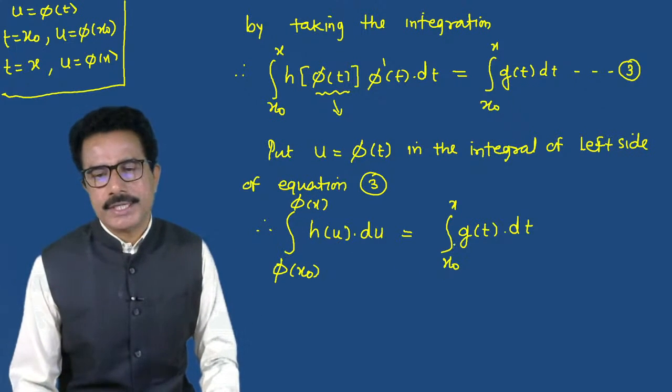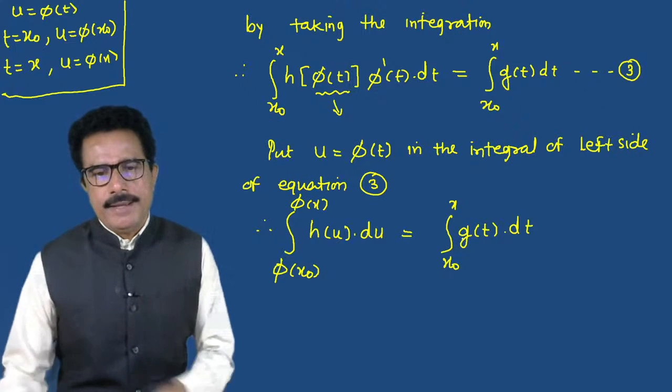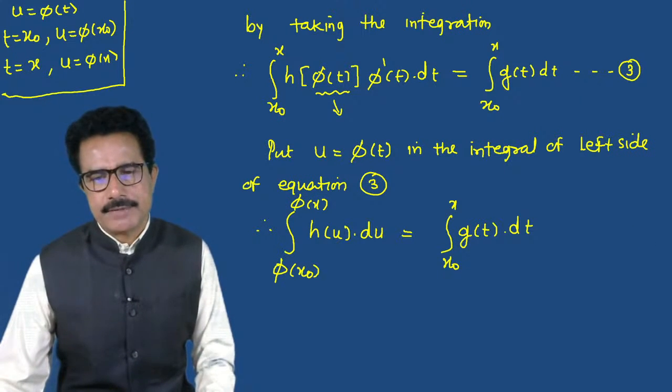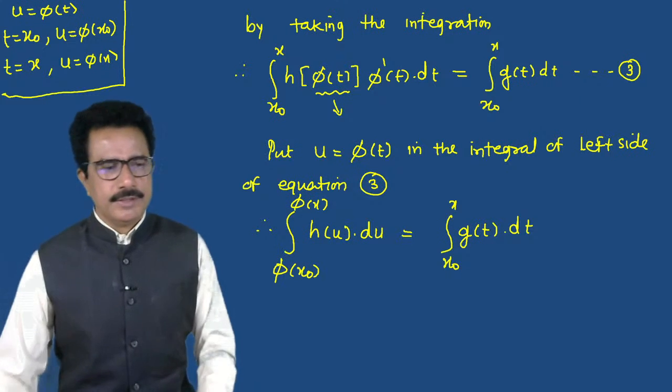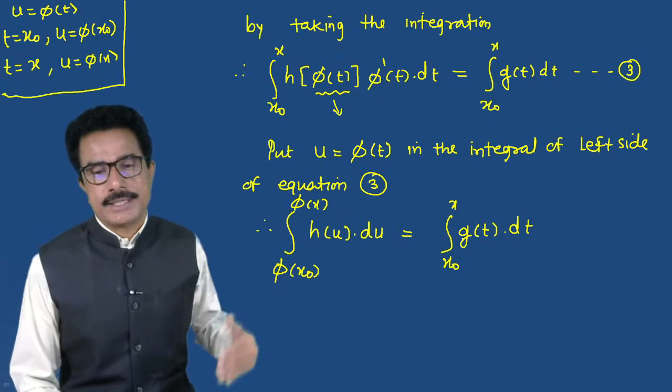which is equal to the integral of g of t dt. We had only forgotten this part of the integral. Now this is the required solution.